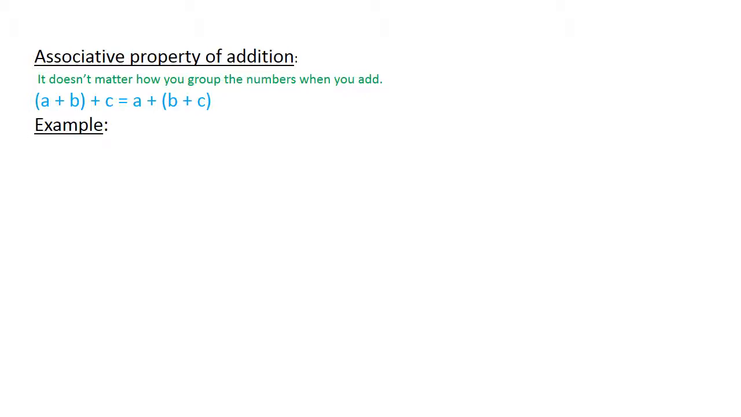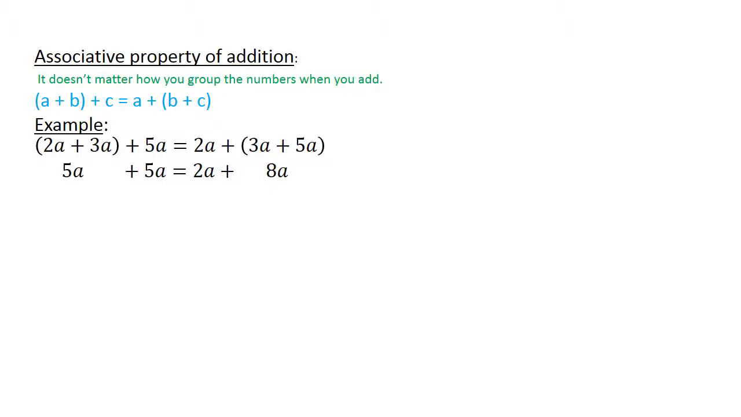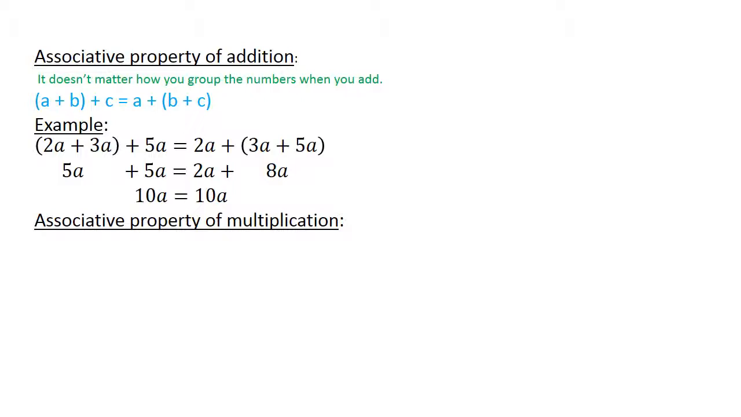Associative property of addition. It doesn't matter how you group the numbers when you add. In brackets a plus b, plus c equals a plus, in brackets, b plus c. Example, brackets 2a plus 3a, plus 5a equals 2a plus, in brackets, 3a plus 5a. 5a plus 5a equals 2a plus 8a. 10a equals 10a.